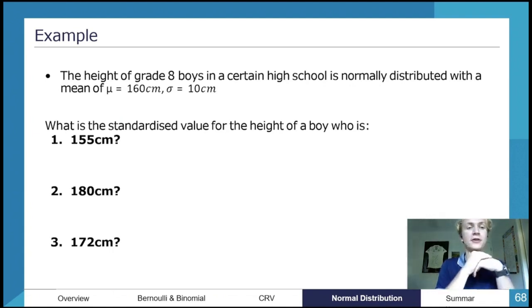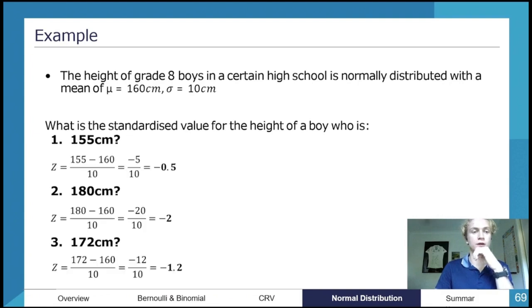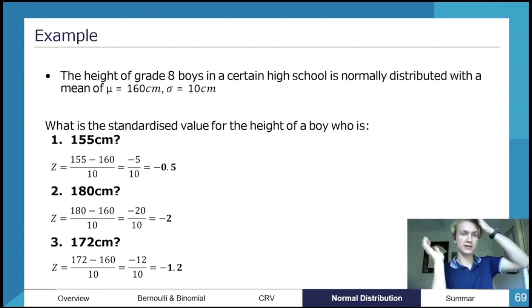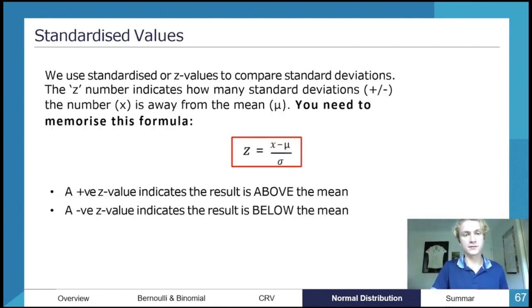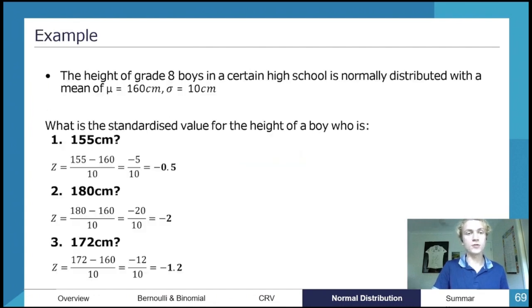Okay, so the height of grade 8 boys in a certain high school, so this is an example, is normally distributed with a mean of 160 and a standard deviation of 10. What is the standardized value for the height of a boy who's 155, 180, and 172? Well, standardized value equals z. We're asking for how many standard deviations there are away from the mean. So all we do is sub in that the mean is 160, s equals 10, using that formula. And then we sub in the different values of x, and they give us these different values.